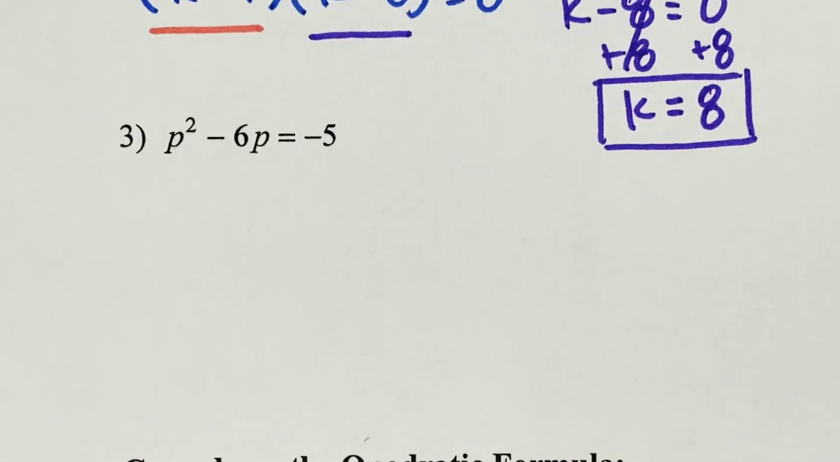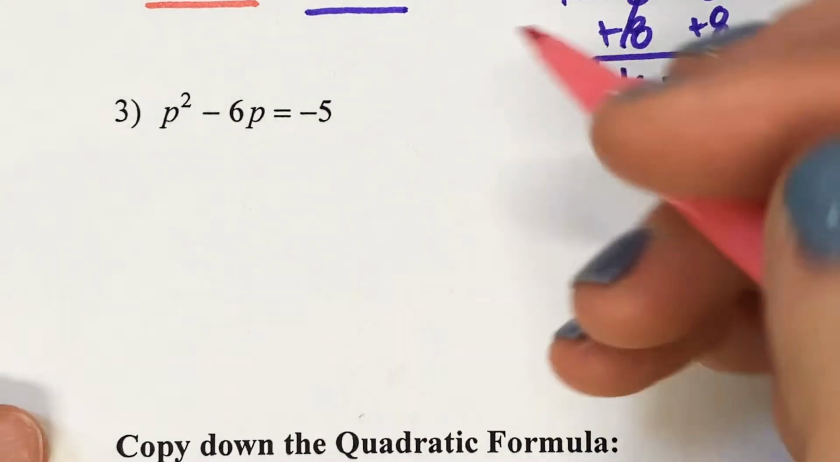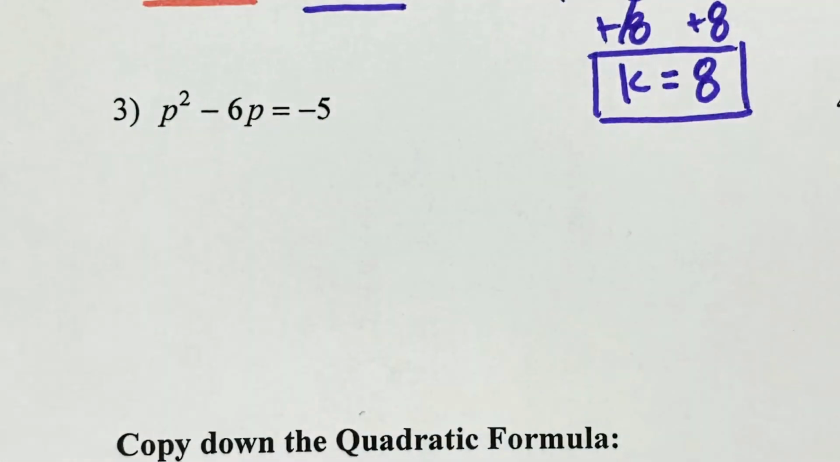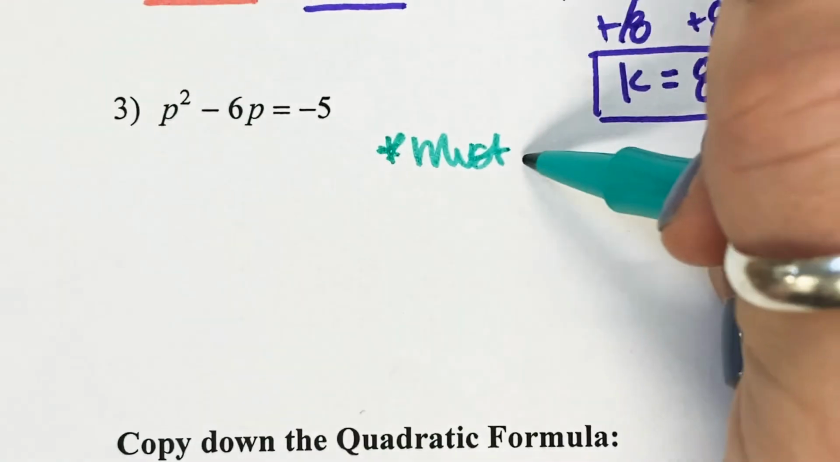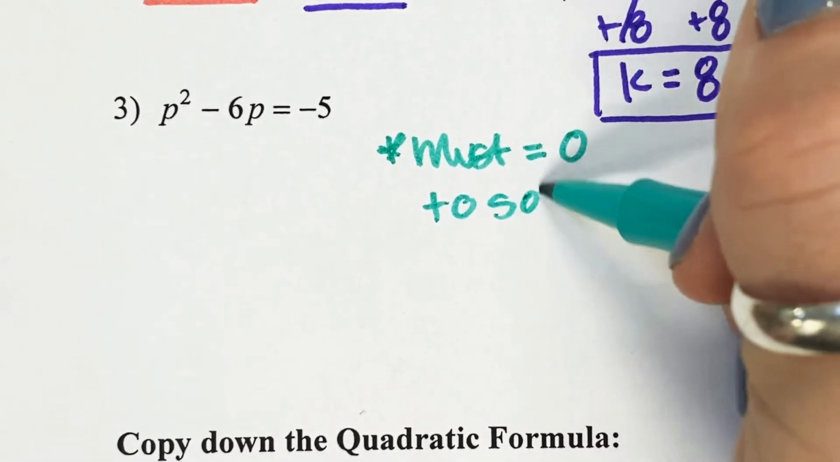Okay, let's look at number 3. Okay, so remember, there's this really important note that we always write, and I'll write it in this color. Okay, so let's write it again: must equal 0 to solve.